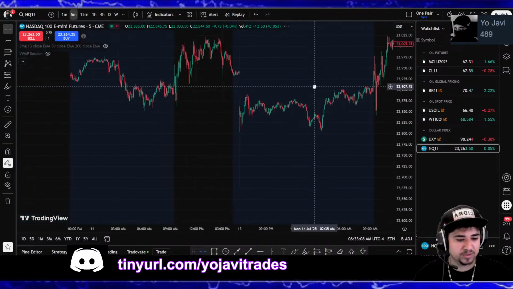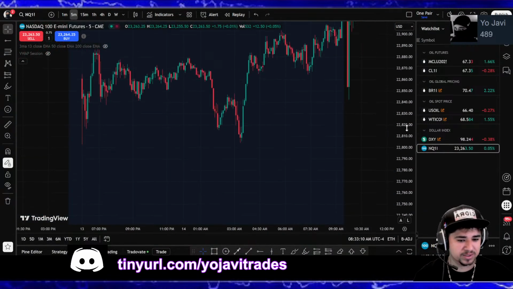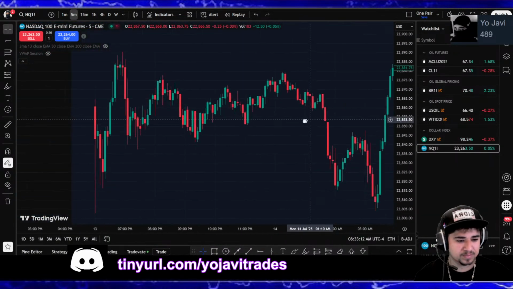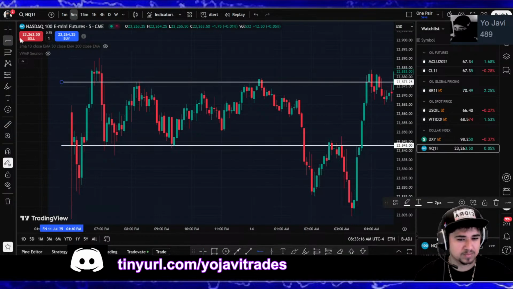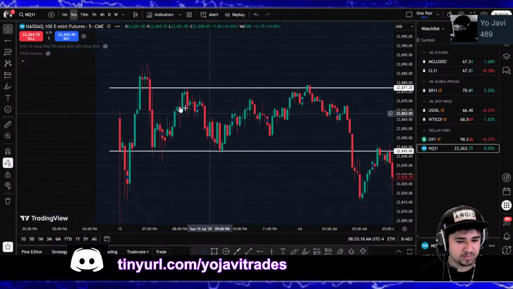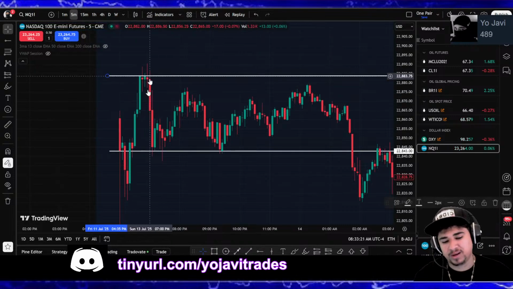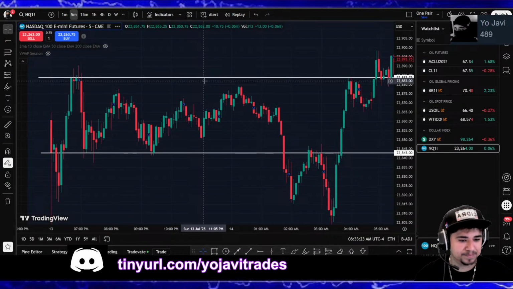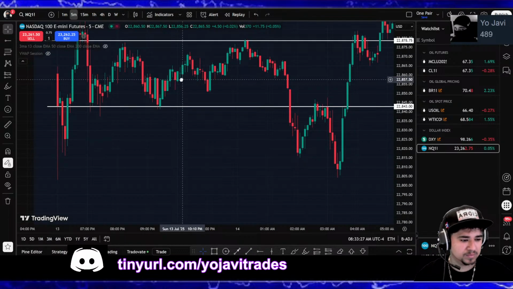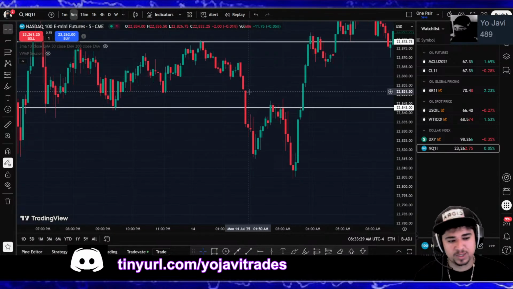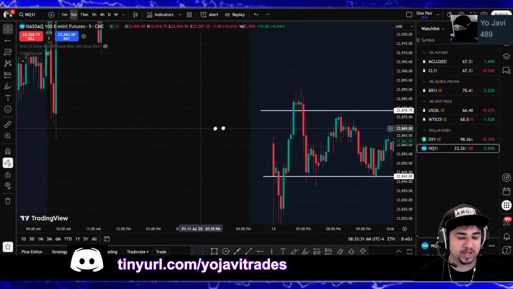Let's see. I'm looking for, so here, let's see it in this range. Again, I don't look at the beginning because there was no range at that point. This one broke out, so that's not a failed breakout.